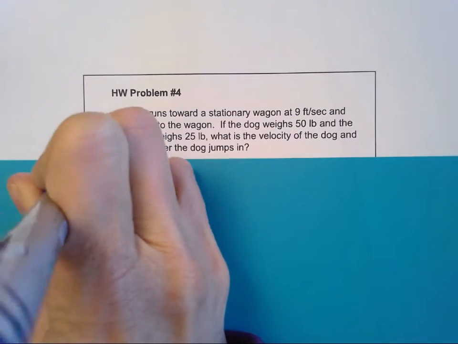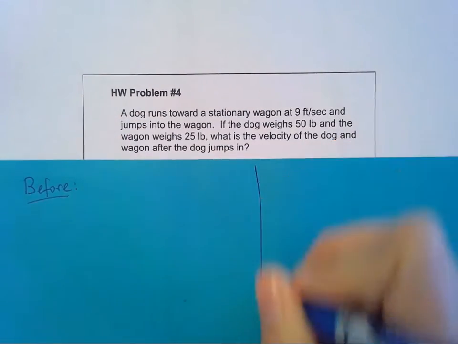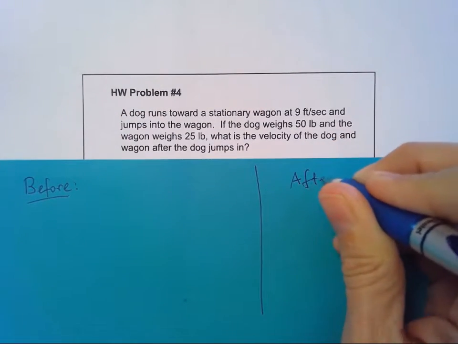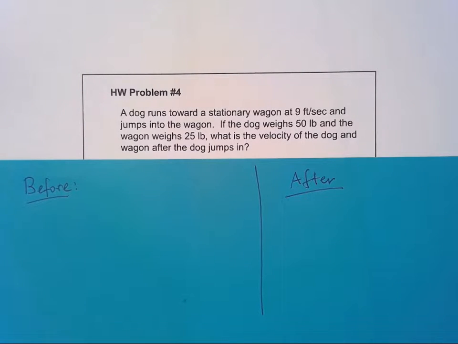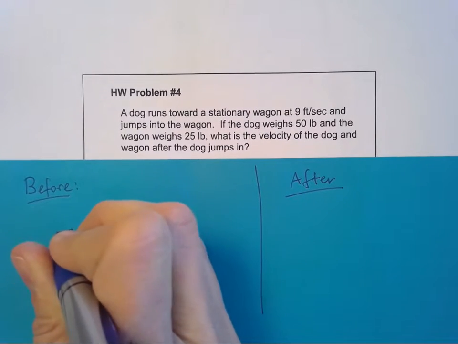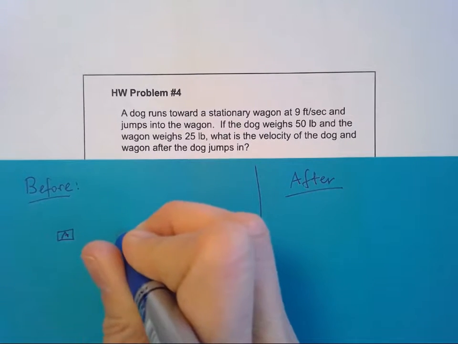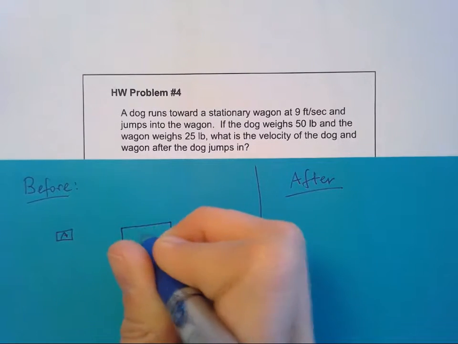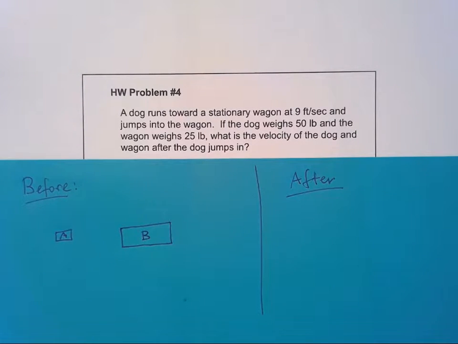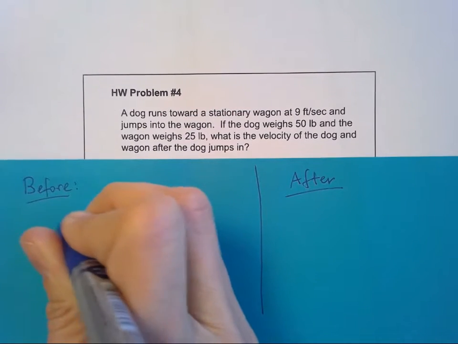So we're going to have a before and an after. In this case, we've got a dog running towards a stationary wagon. I'm going to call the dog A. So we're going to make him a little bit smaller, and I'm going to make the wagon a little bit bigger. And here's the wagon B. Okay, so the dog's going to run towards the wagon at 9 feet per second.